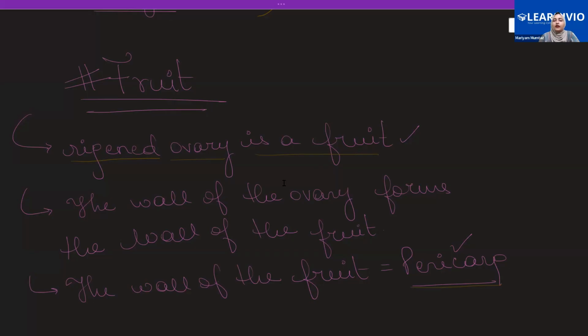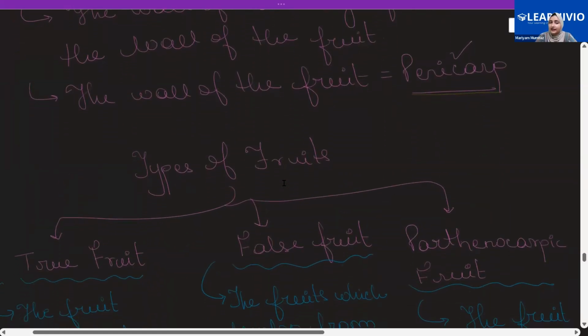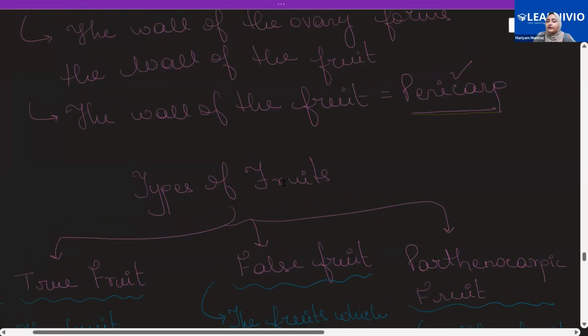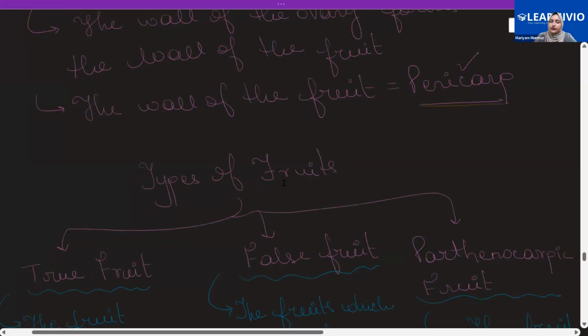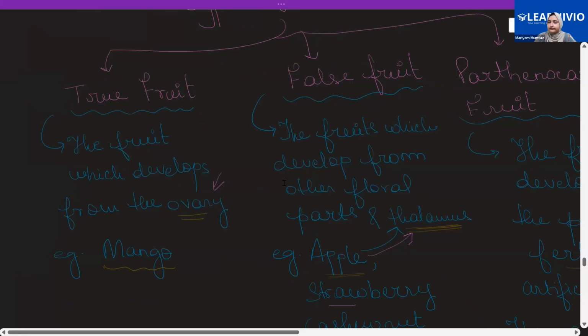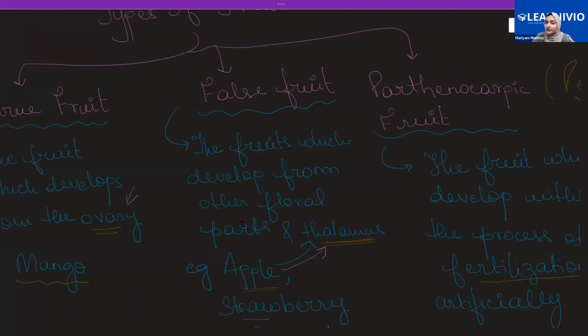The wall of the ovary will form the wall of the fruit, and the wall of the fruit is called the pericarp. Now, depending upon where the fruit is developing from, there are three types of fruits: true, false, and parthenocarpic. The fruit that develops from the ovary is a true fruit, like mango. But if it develops from other parts of the flower, such as the thalamus in the case of apple, then you call it a false fruit.